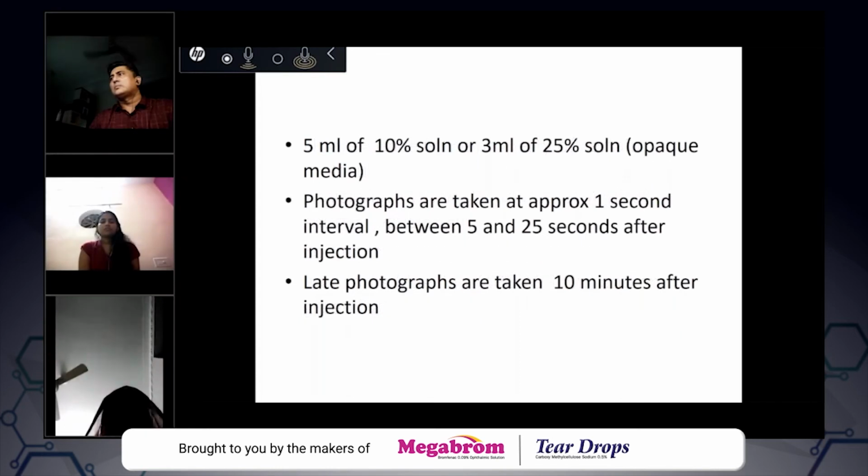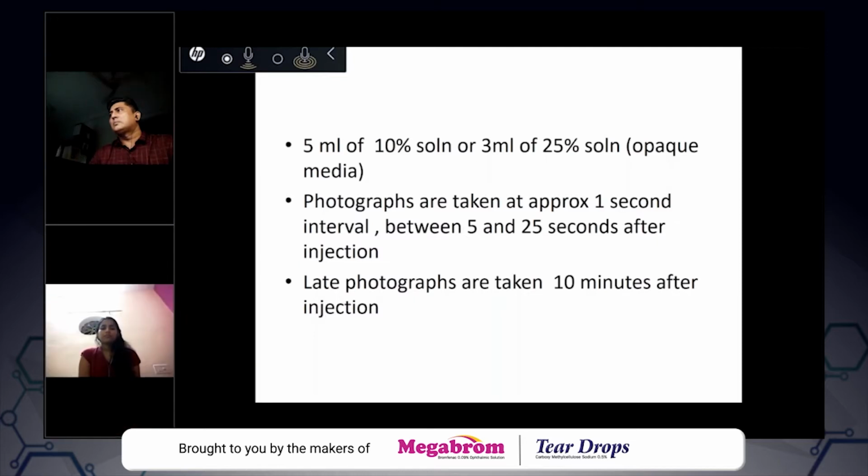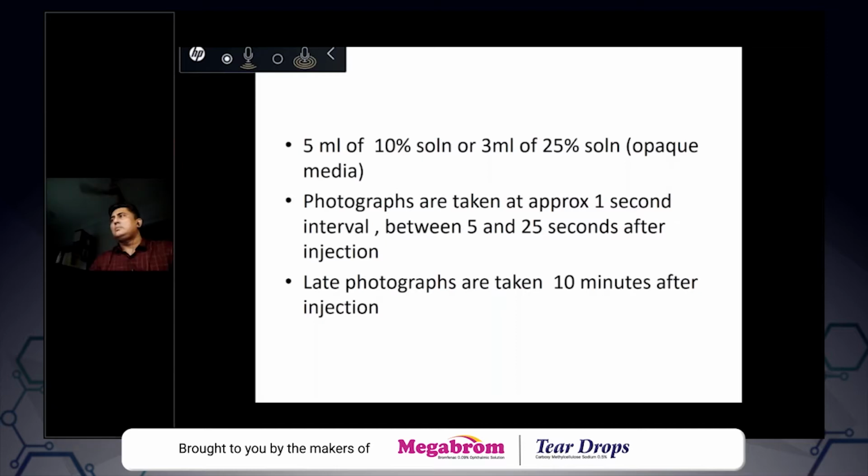Usually we will give 3 ml of a 20% solution, which is available to us, into the cubital vein, and serial photographs are taken at approximately 1 second interval between 5 and 25 seconds after the injection. Late photographs are taken at 10 minutes after the injection. Somebody talks about a late film. That means the film has to be at around 10 minutes. Some examiners, especially for the DNB exam, ask you what a late film means. That is a film taken at 10 minutes after the injection.